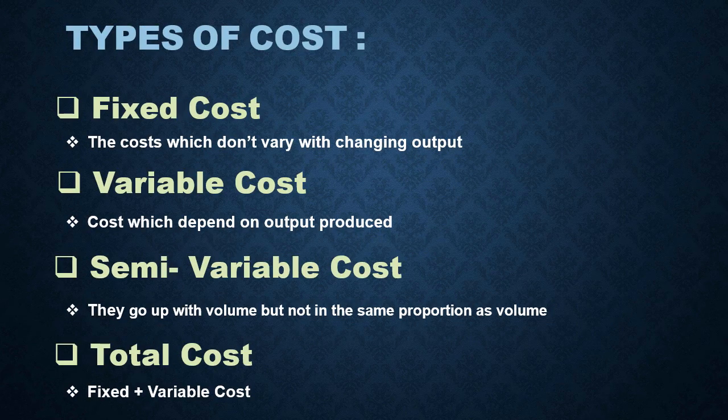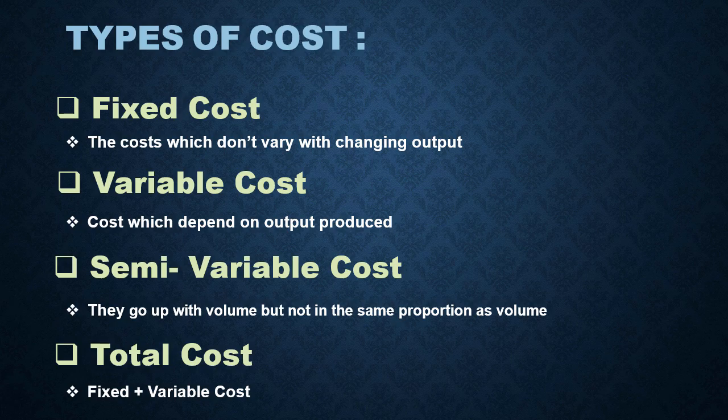Next, we have four types of cost: the fixed cost, variable cost, semi-variable cost, and total cost. Fixed cost is the cost which doesn't vary with changing output. Meaning it will remain fixed and constant, and will not change even if we increase the volume of production. Variable cost is cost which depends on the output produced. If we increase the volume of output, it also increases, meaning it is directly proportional to the volume of production.